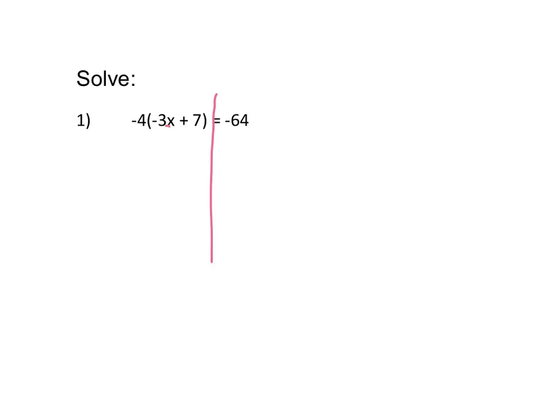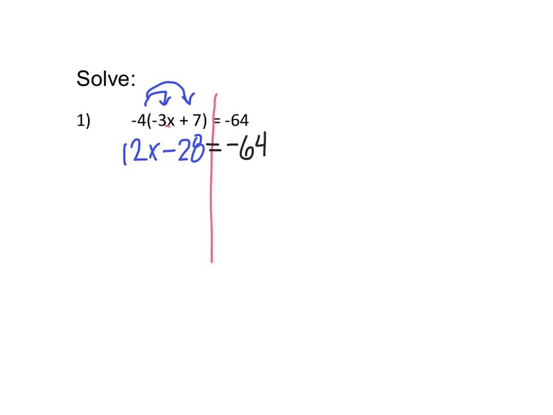Our first step is going to be to distribute. That means if we have parentheses, what's outside will be multiplied to everything inside. Here you'll multiply the numbers -4 and -3, which makes it a +12, and we're still multiplying by the x. The -4 will also be multiplied to the 7, making it a -28. The right side will remain the same.